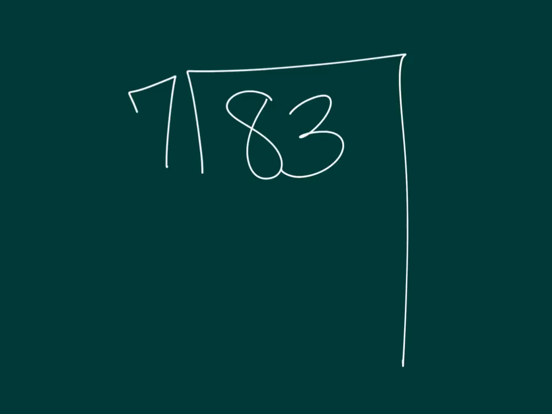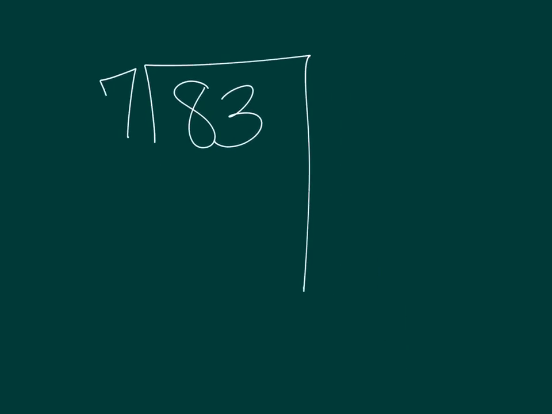No. Who can tell me why I wouldn't do the 100? Megan, why wouldn't I do the 100? Because it would be too big. It would be too big because that would be 7 times 100. What is 7 times 100? 700, way too big. So I'm not going to do the 100. What am I going to pull out? A 10.